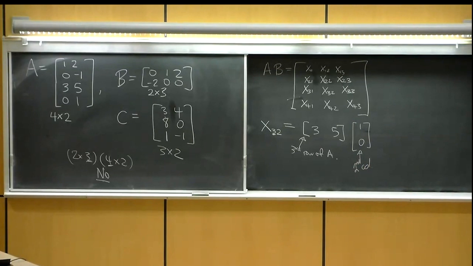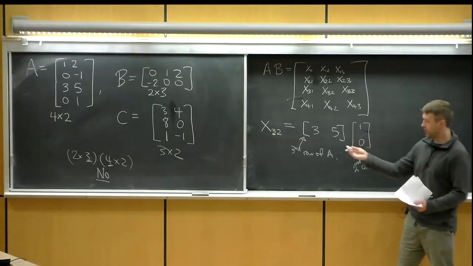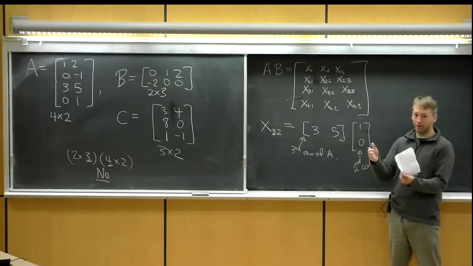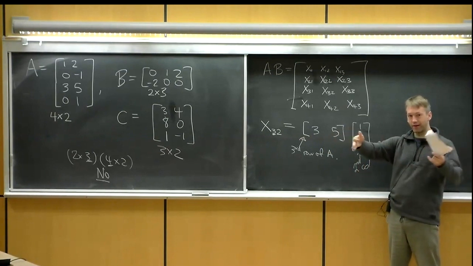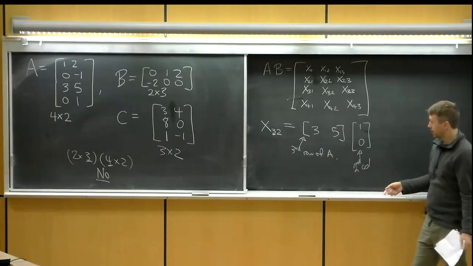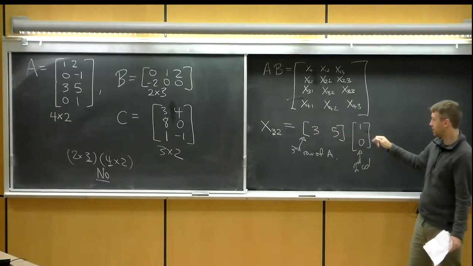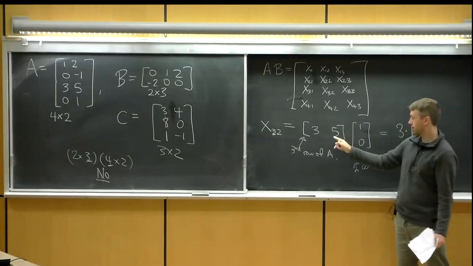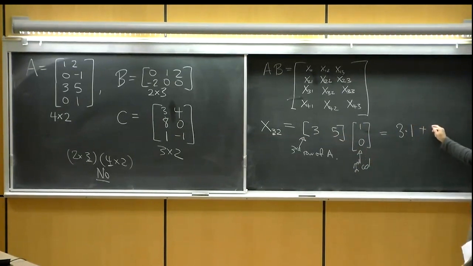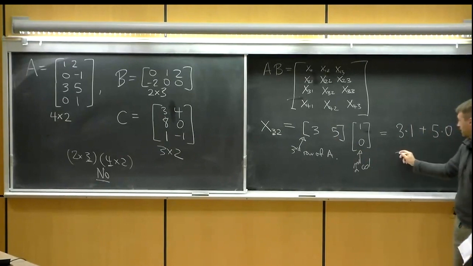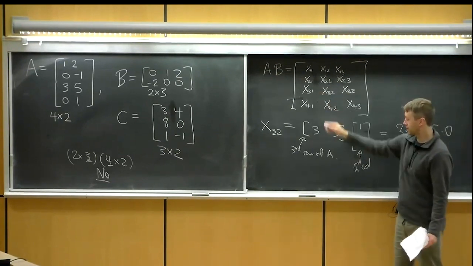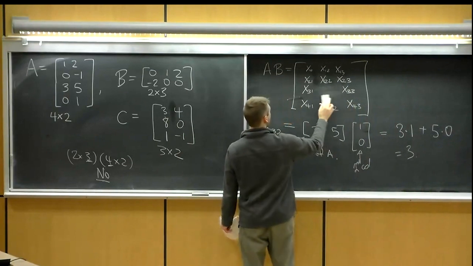And then we need to remember the rule for how to multiply a row matrix and a column matrix. When you have a row matrix of length n and a column matrix of length n, you take the first element times the first, so 3 times 1, plus the second element times the second element, so 5 times 0. So it'd just be 3. That tells me that this entry of my matrix should be equal to 3.